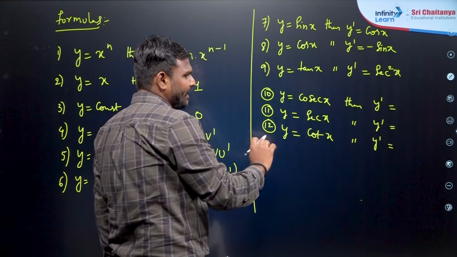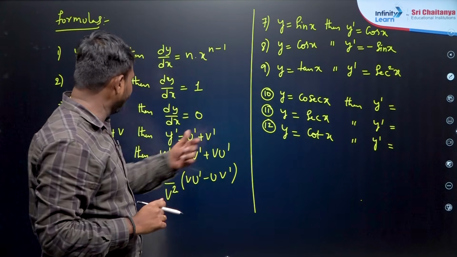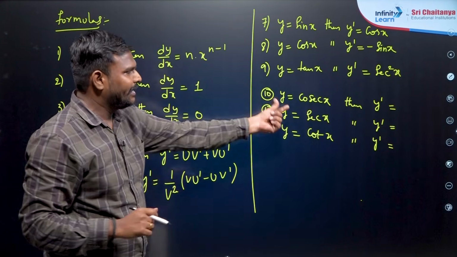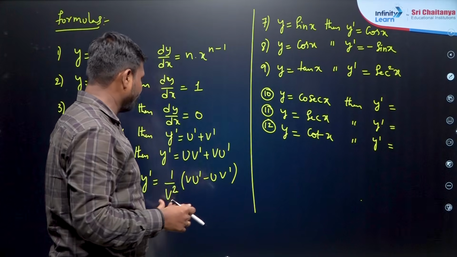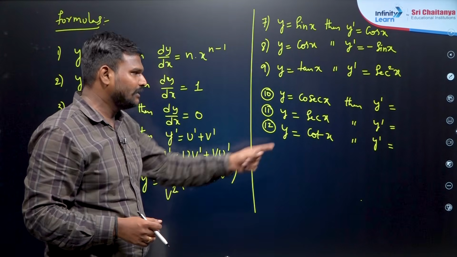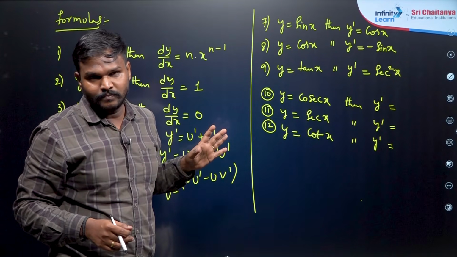Cot we will write as 1 by tan. Numerator u we will take as 1, denominator we will take as the function, and we'll apply 1 by v square into (v u dash minus u v dash). So that is your homework, sir.